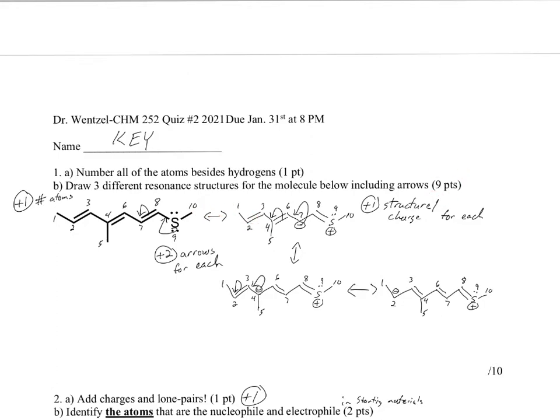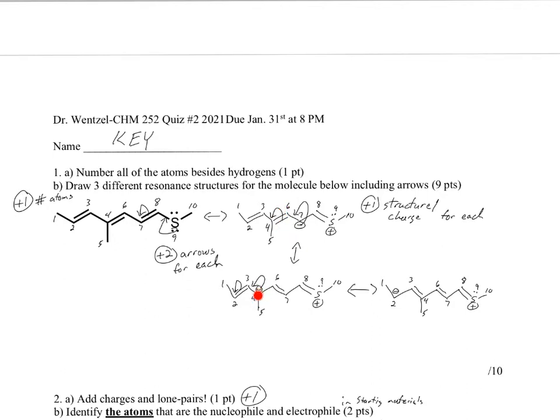So I was looking for 3, plus 2 for arrows for each one, and then plus 2 for structure or charge for each. So if you take from the sulfur, the lone pair can go there to form a new pi bond between 9 and 8. Electrons, lone pair goes to 7. Do it again, pi bond between 6 and 7. Lone pairs in that pi bond go to carbon 4.